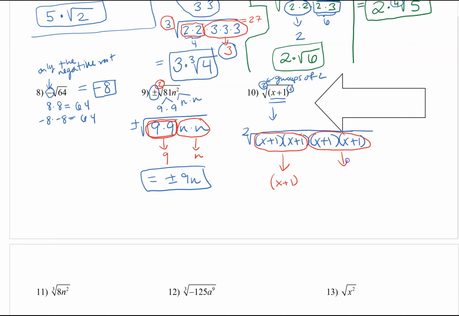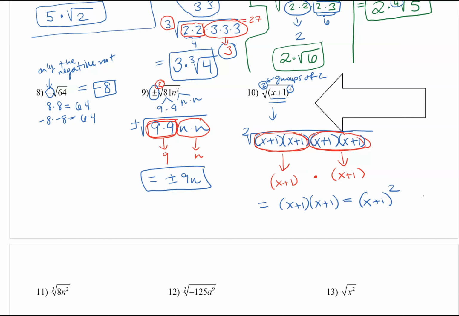And I can take out 2 square roots of x plus 1, from this pair and from this pair. I can basically square root both and take out the root. And these are being multiplied to each other. So the result of this square root would equal x plus 1 times x plus 1. And that is x plus 1 squared.